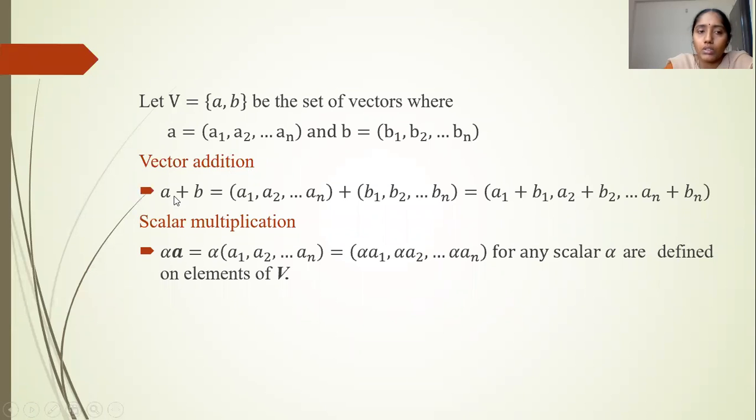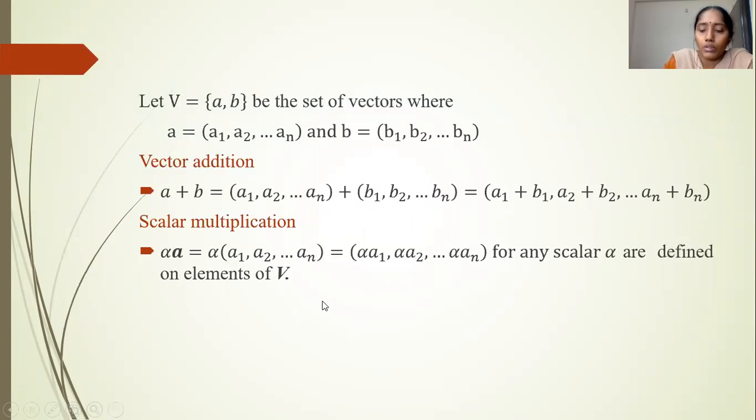Vector addition is defined as A plus B is equal to the sum of these two n-tuples. Here we add the corresponding elements in the tuples: A1 plus B1, A2 plus B2 and so on An plus Bn. Scalar multiplication: alpha A is equal to alpha into A1, A2 and so on An, which is alpha A1, alpha A2 and so on alpha An. Here alpha is any scalar which is defined on the elements of V.